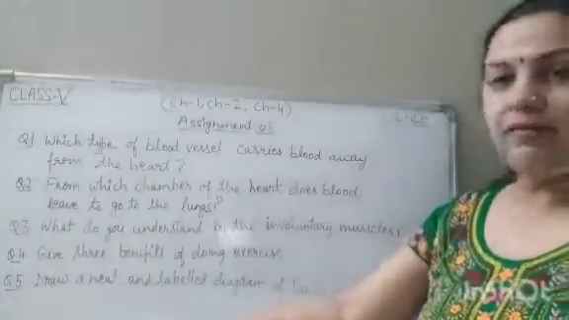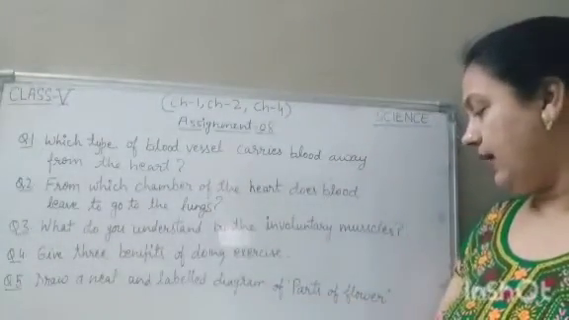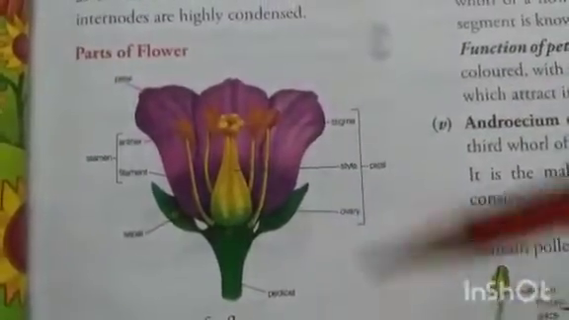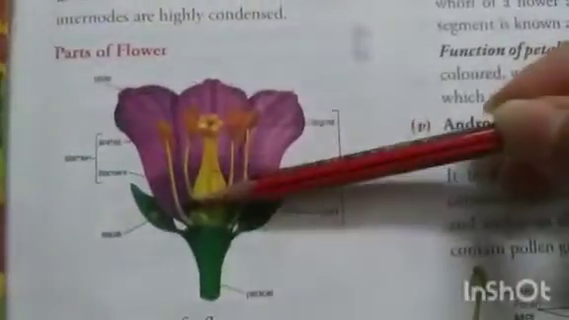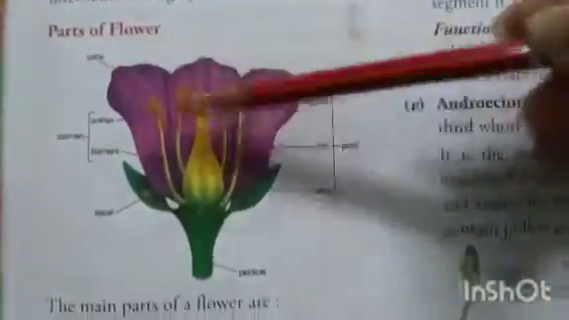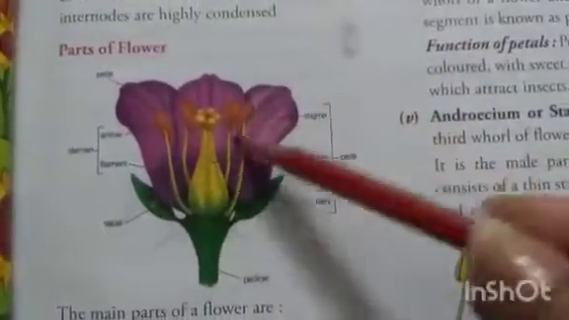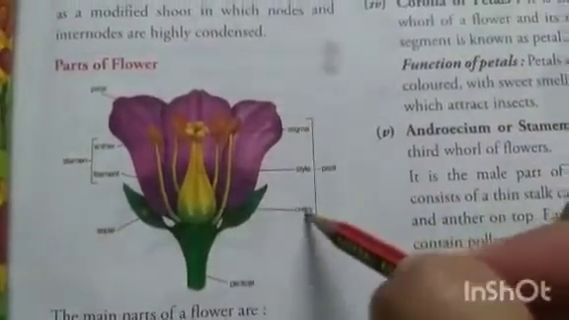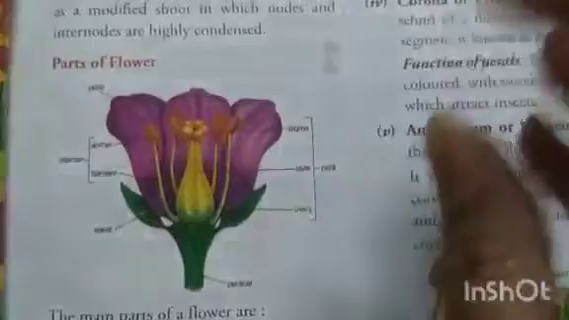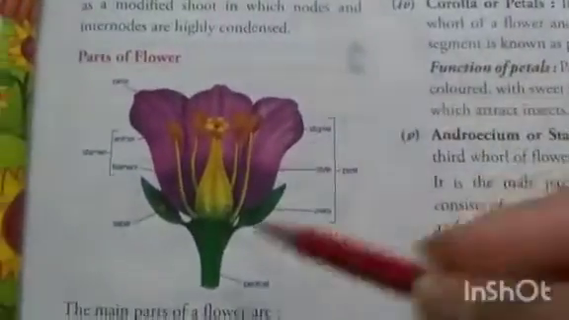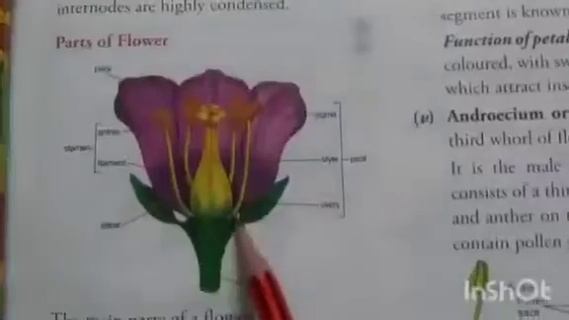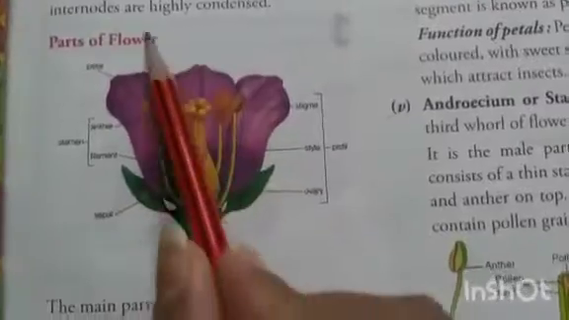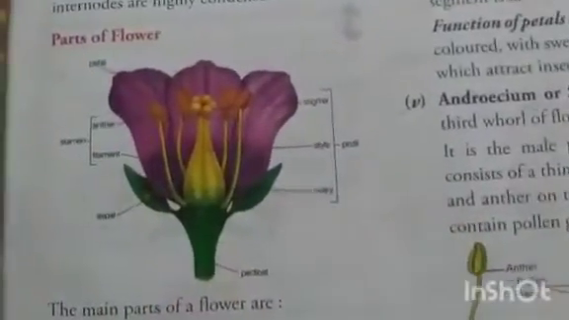Now question 5 is draw a neat and labeled diagram of parts of flower. So children, on page number 45 in your book here a diagram is given that is showing parts of flower. So you have to draw this type of diagram if it comes in exam, and you have to label its parts very clearly. Okay, you do not need to color it. Just draw it with the pencil and write the name of its parts and also label the diagram like parts of flower.